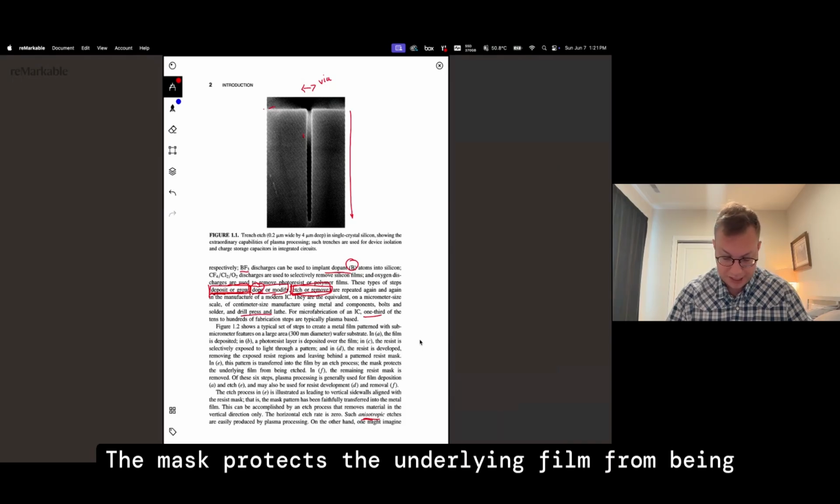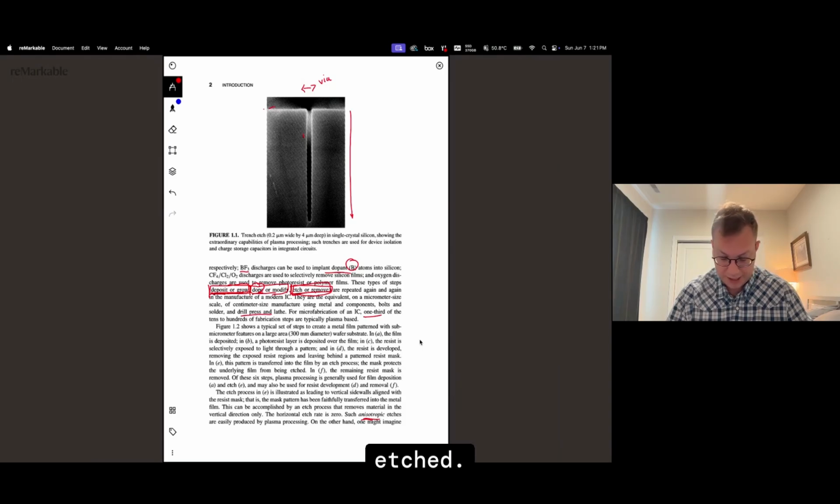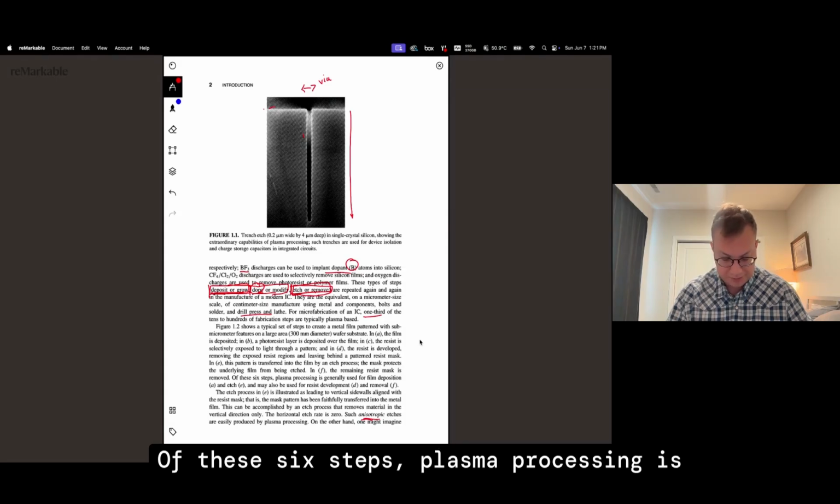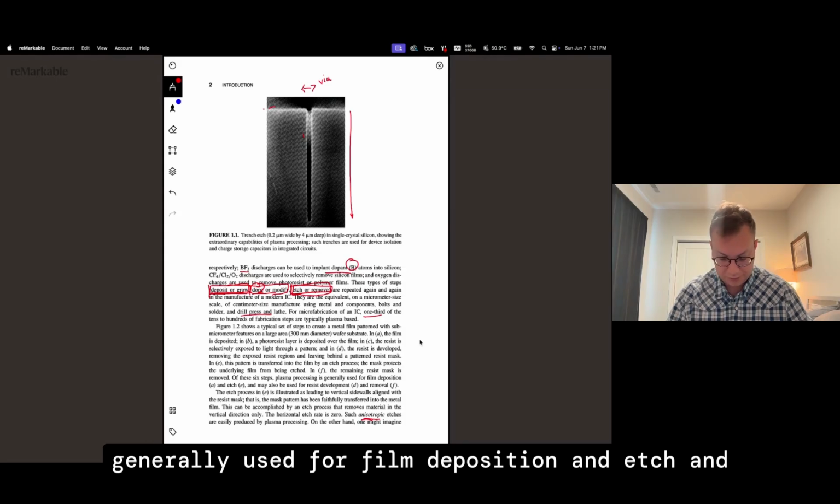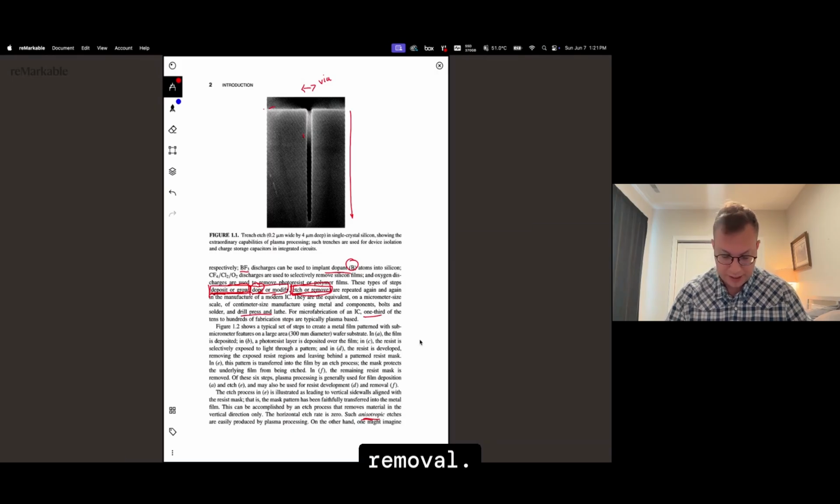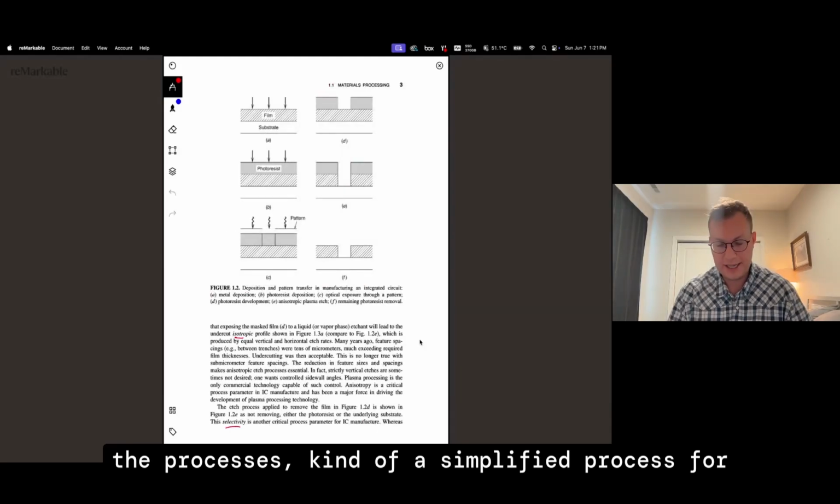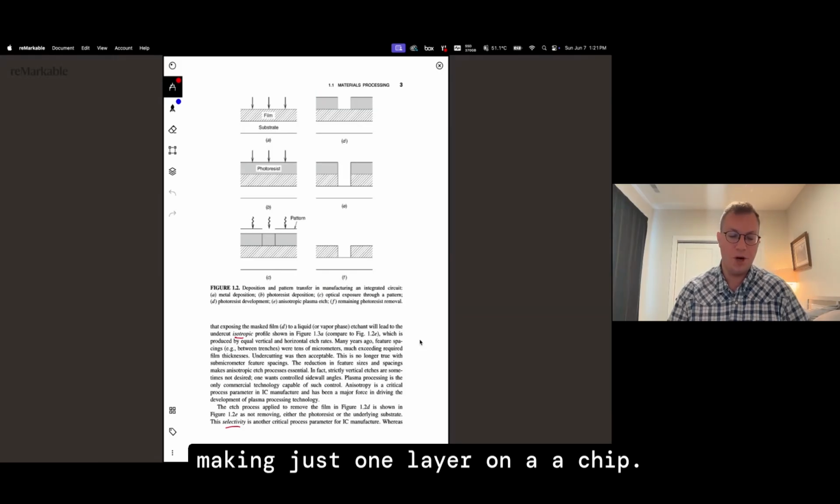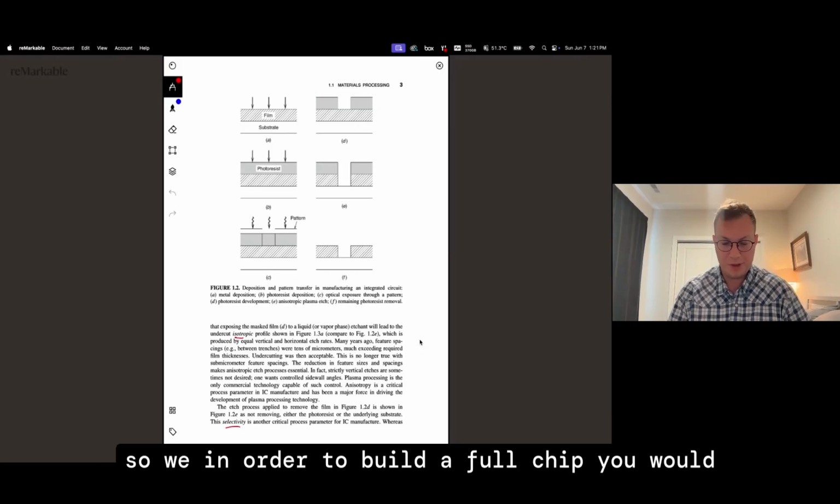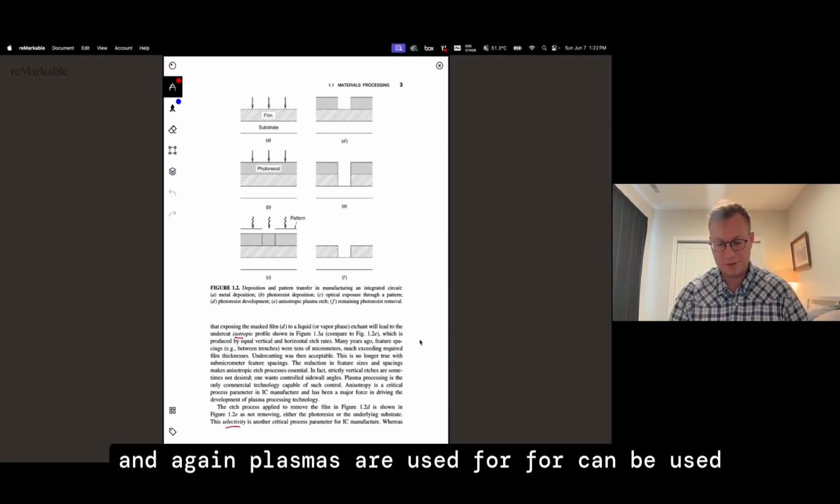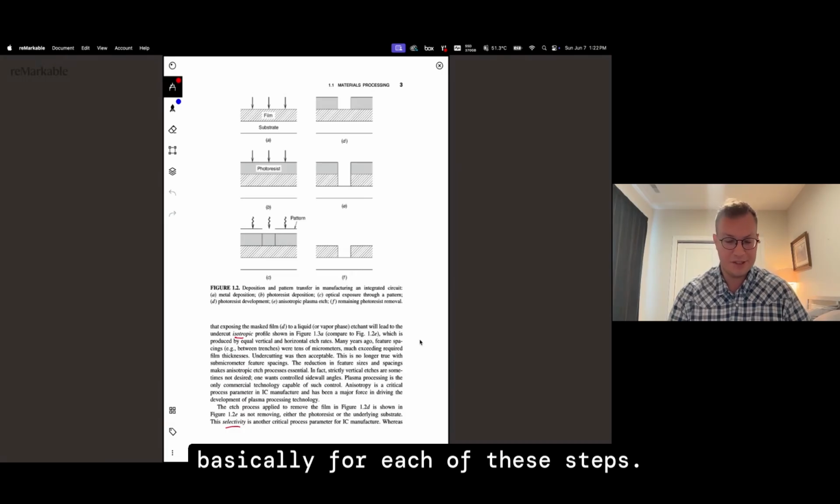The mask protects the underlying film from being etched. In F, the remaining resist mask is removed. Of these 6 steps, plasma processing is generally used for film deposition and etch, and may also be used for resist development and removal. Yeah, so in this figure here, we're just seeing a kind of simplified process for making just one layer on a chip. So in order to build a full chip, you would repeat this process hundreds of times. And again, plasmas can be used basically for each of these steps.